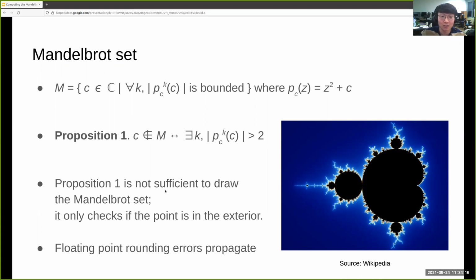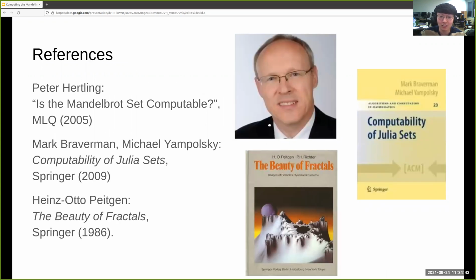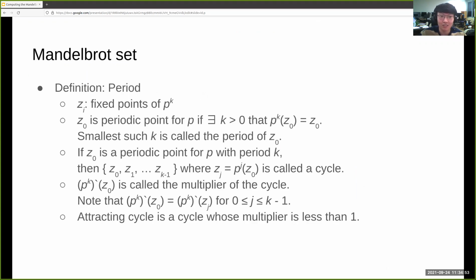Also, many programs that calculate or draw the Mandelbrot set use floating point numbers, so rounding errors occur. Now I will go into details, but before that, I will show the references. Thanks, I really got a lot of help from these. Okay, now I'll start.